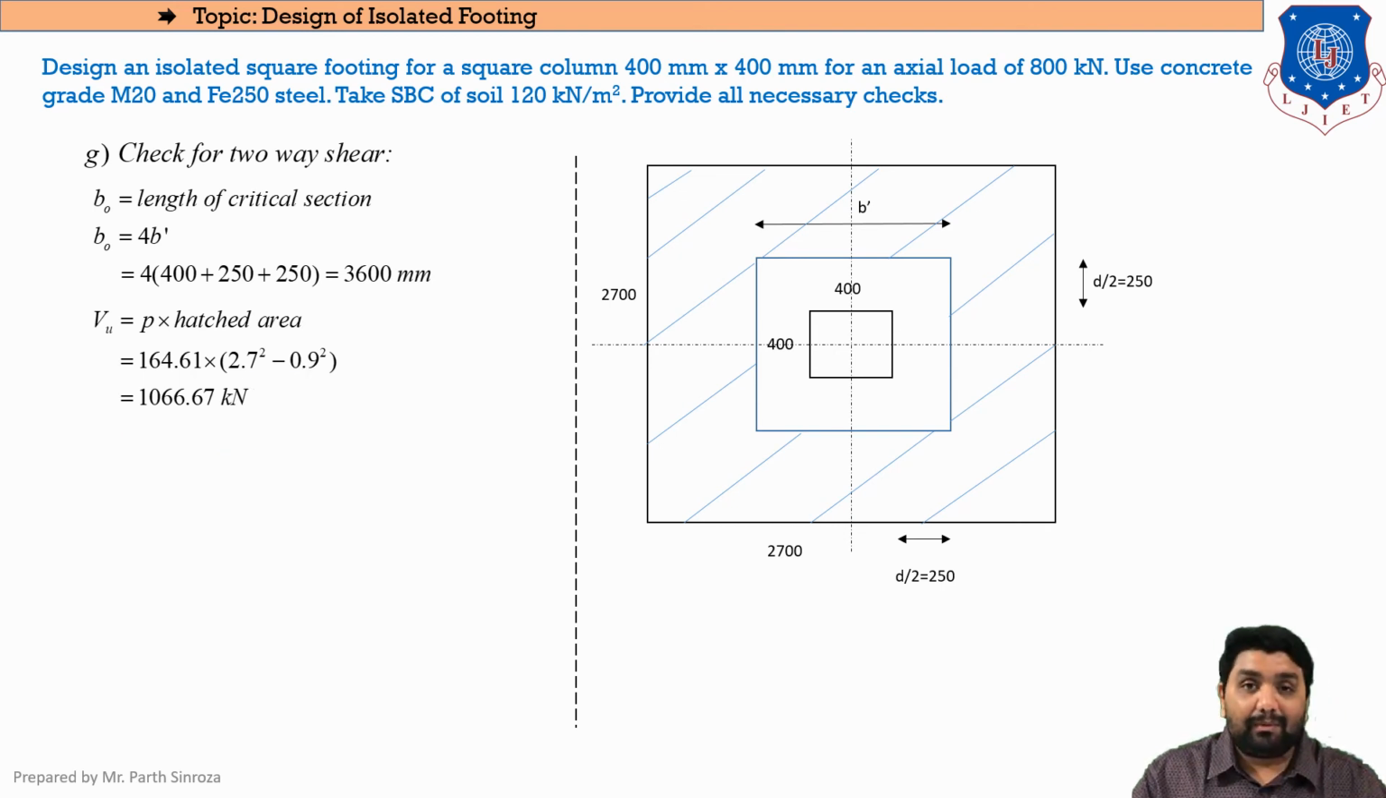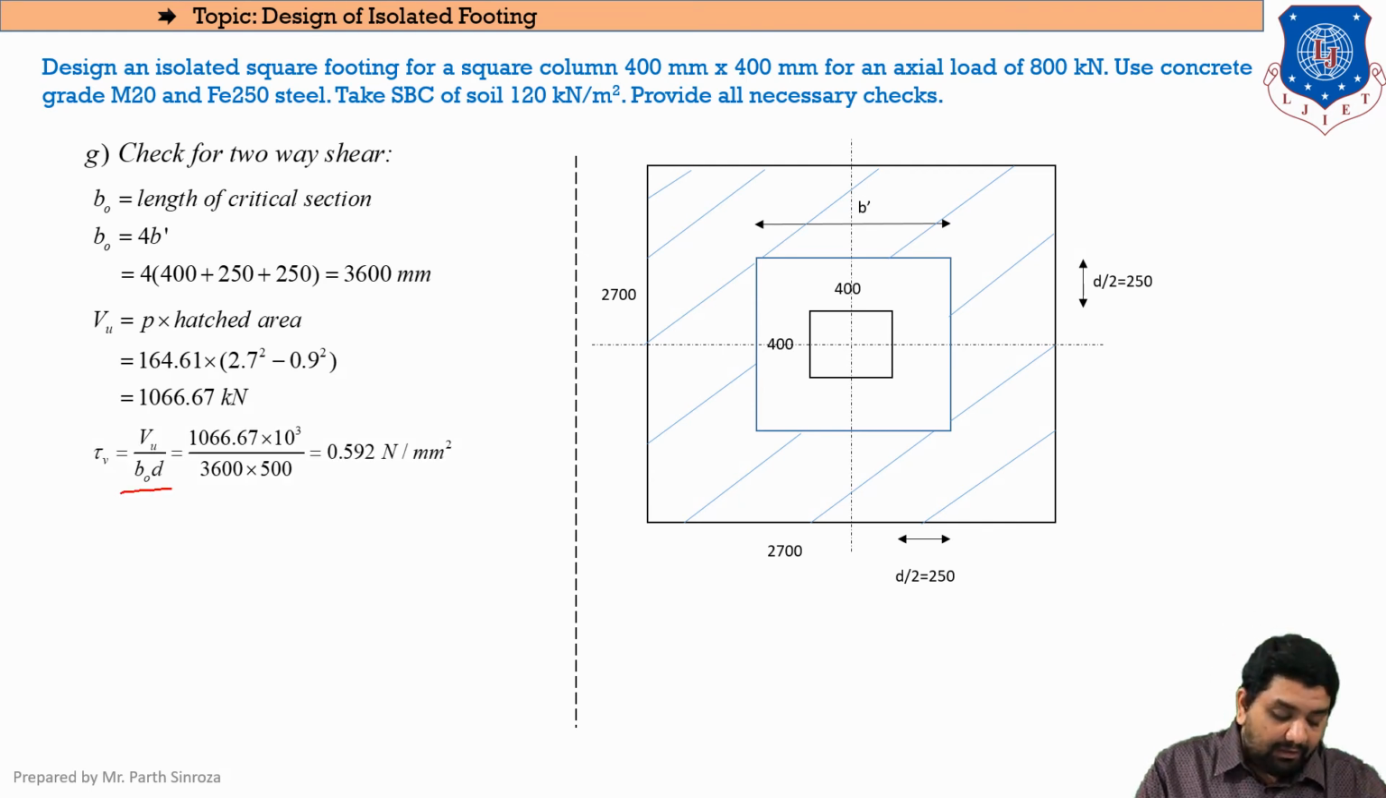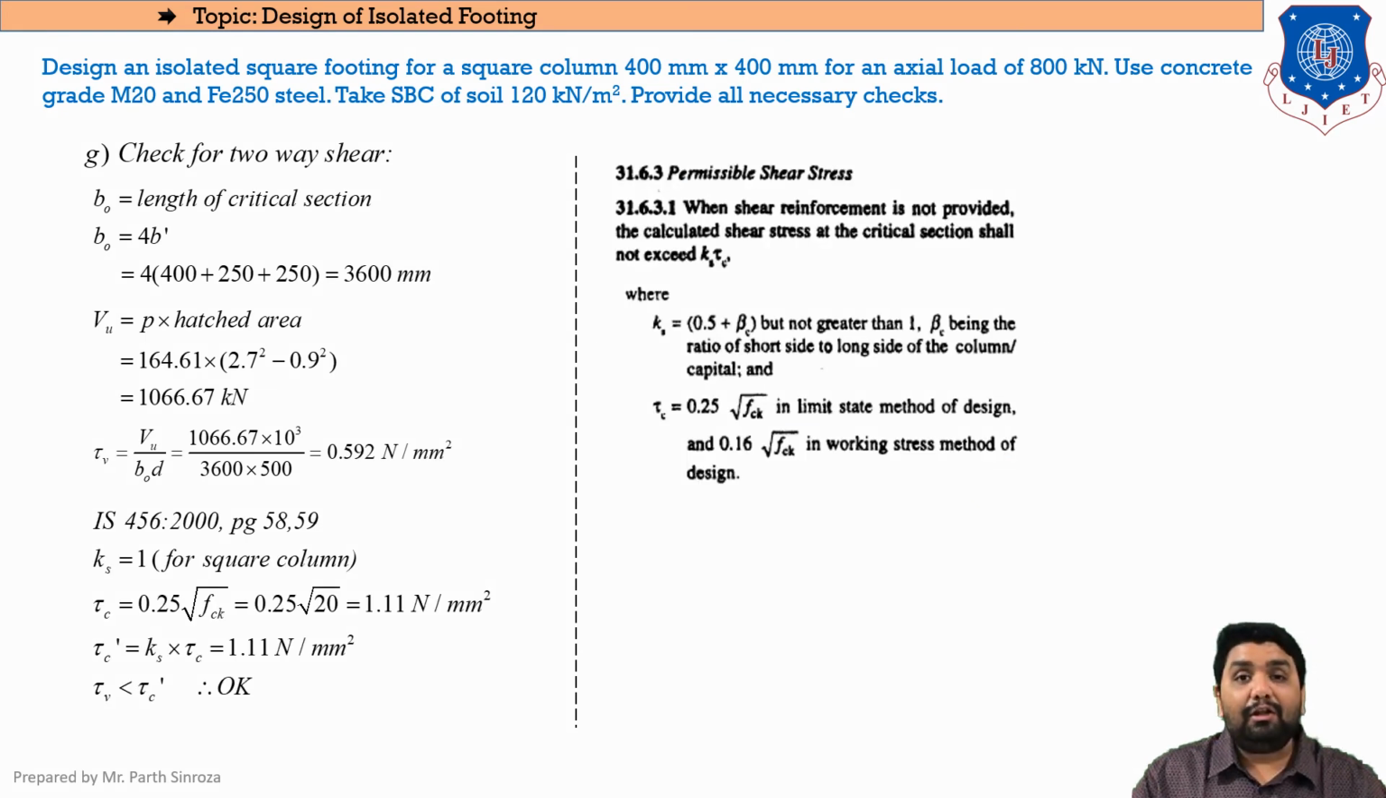Now again the steps will be the same. We will be finding the value of tau v, and tau v can be obtained from this equation, but here keep in mind, in respect of the b that we used earlier, here we will be substituting the term b0. That is the only change regarding our one-way shear and two-way shear. So here we will be substituting the length to be 3600. So here the answer comes out to be 0.592.